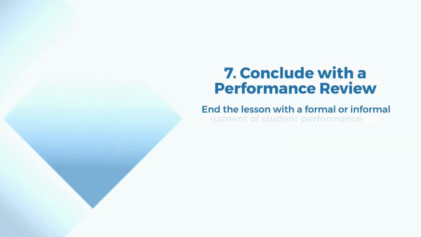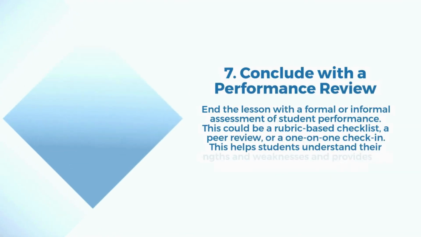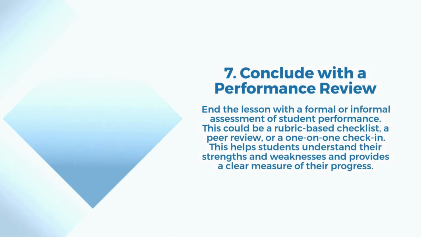7. Conclude with a performance review. End the lesson with a formal or informal assessment of student performance. This could be a rubric-based checklist, a peer review, or a one-on-one check-in. This helps students understand their strengths and weaknesses and provides a clear measure of their progress.